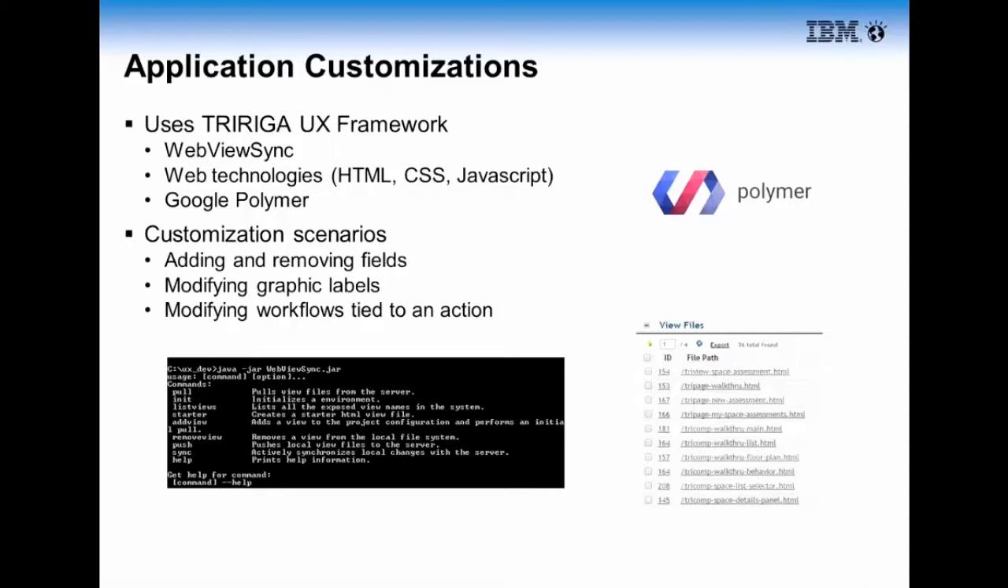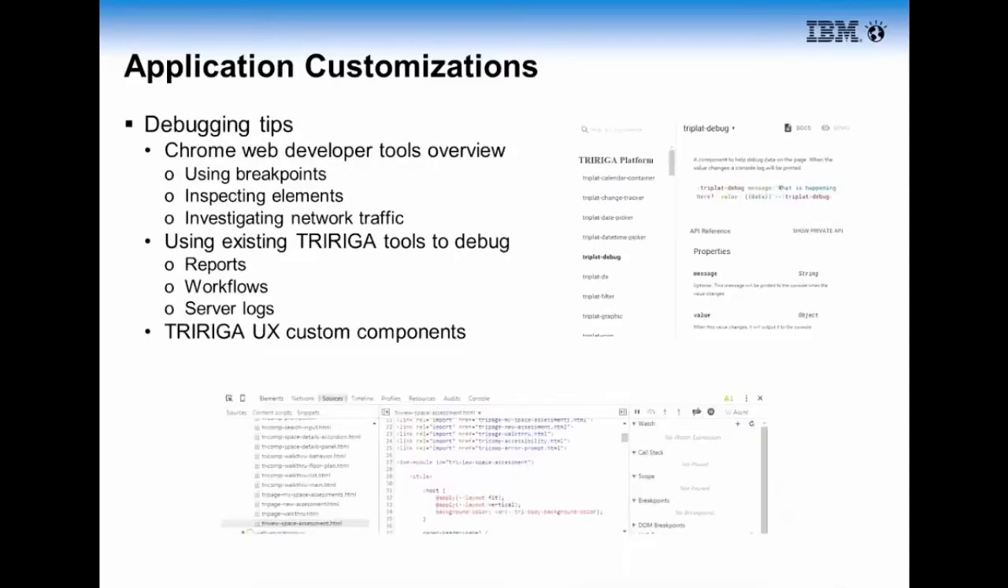I'll also be going through debugging tips. As we go along during our customization scenarios, after the slide, I'll touch up on a lot of these things. So we'll be using the Chrome Web Developer tools, and we'll show the elements of that. And then I'll also be demonstrating how to use existing TRIRIGA tools to debug anything that's on the UX framework. So reports, workflows and workflow instances, and server logs.